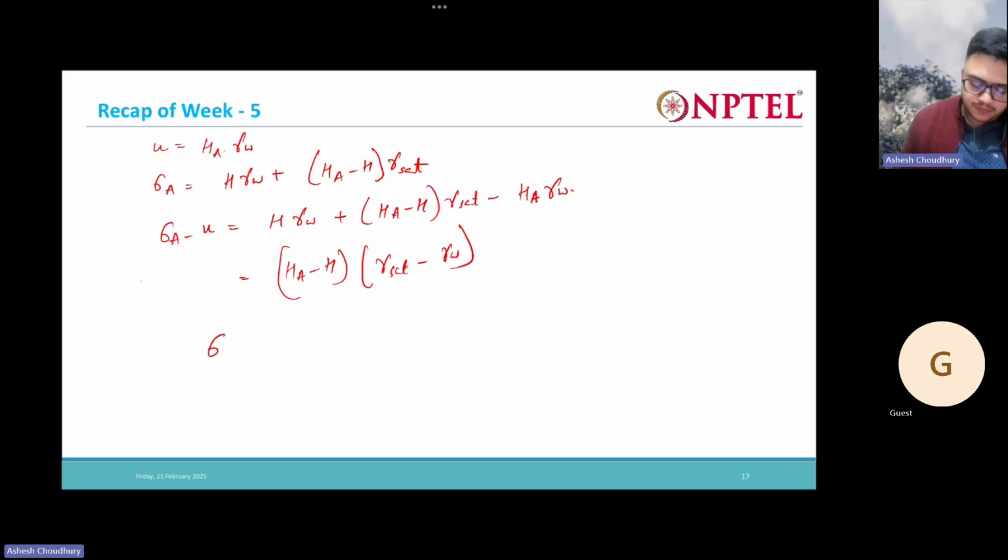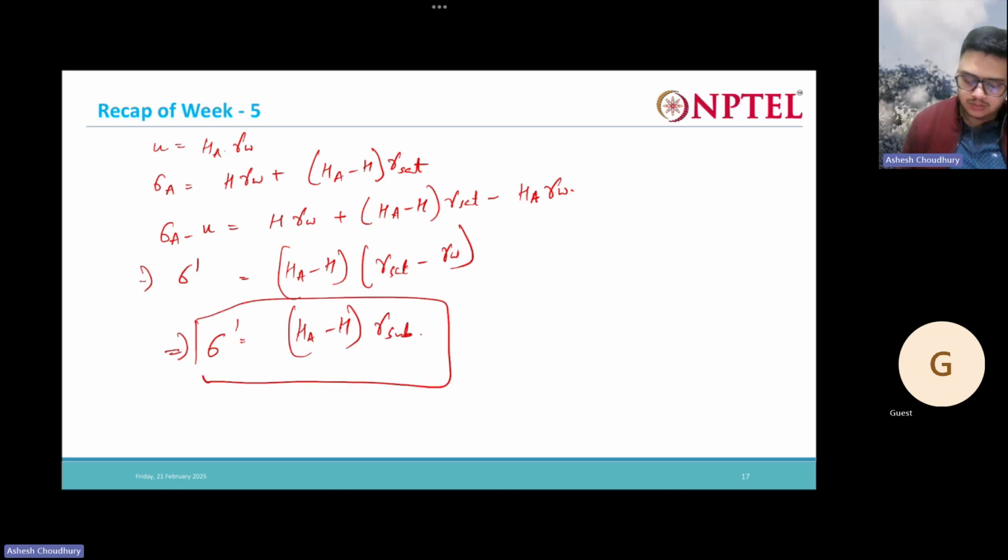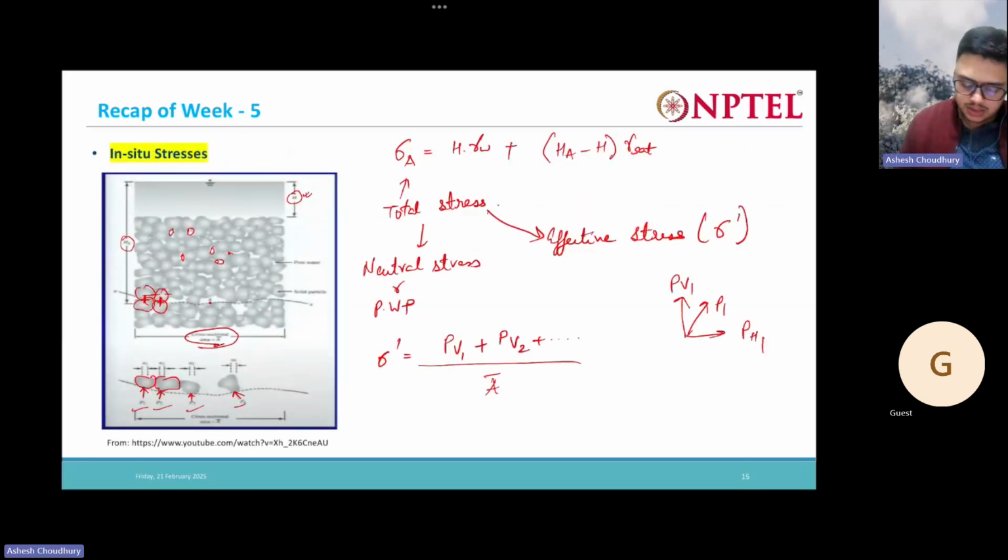So we have the effective stress as HA minus H times gamma submerged. This is my pore water pressure, this is my total stress, and total stress minus pore water pressure, we know, is the effective stress. So the effective stress is HA minus H into gamma sub. This height times gamma submerged.